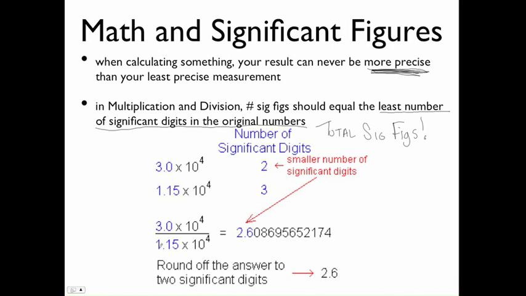So then our answer, if we're going to divide these, we have 3.0 divided by 1.15. Our least number of significant figures is 2. And so even though our calculator shows us all these other numbers, only 2.6 is significant. And I know it kills you to leave off all those extra numbers that the calculator gave you, but you have to. These do not count. These are not significant. The calculator is just giving you those to be helpful. Okay, so this is multiplying and dividing.